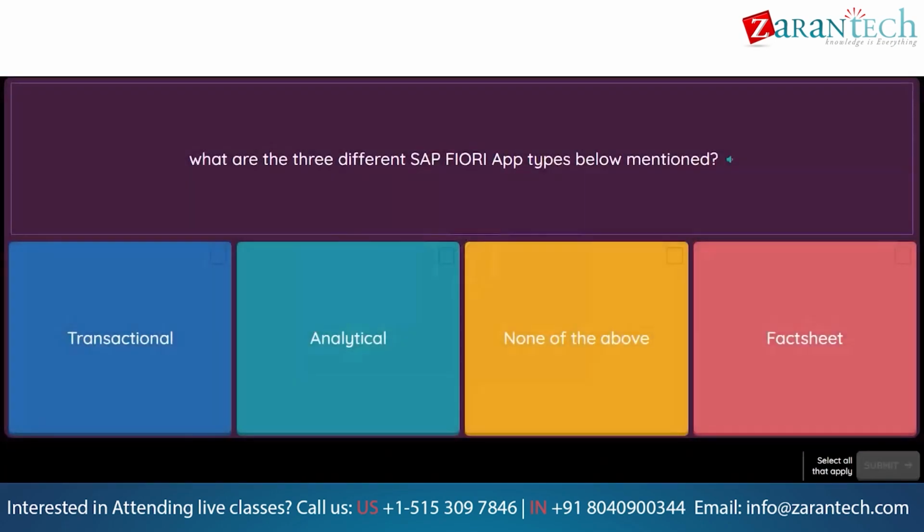Question: what are the three different SAP Fiori app types mentioned below? Option 1 Transactional. Option 2 Analytical. Option 3 None of the above. Option 4 Fact sheet.